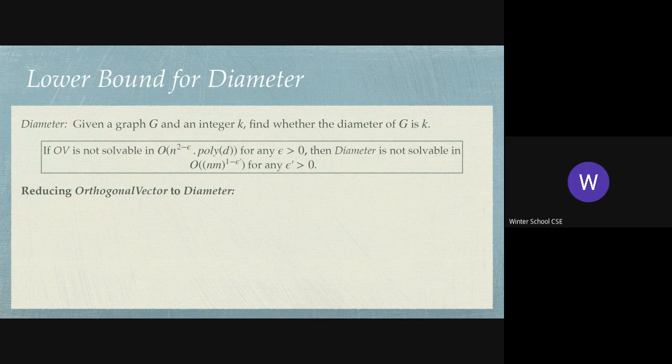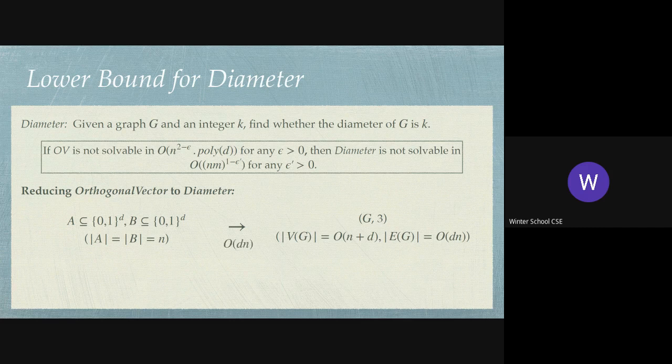So we will be reducing orthogonal vector to the diameter problem. We'll take some A and B instance of the orthogonal vector problem and map it to (G, 3). This graph G will have O(n+d) vertices and O(dn) edges, and this reduction we will do in O(dn) time.